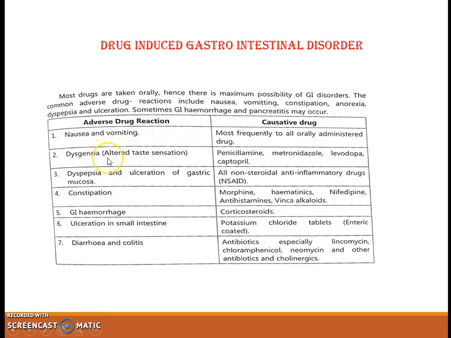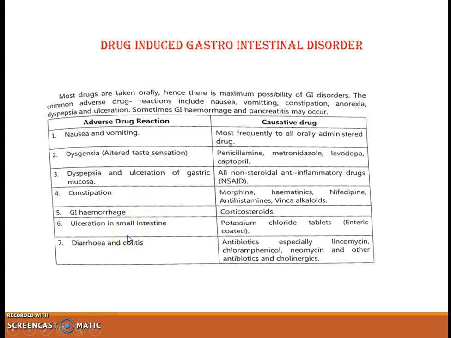Dysgeusia, that is altered taste sensation, is due to penicillamine, metronidazole, levodopa, captopril. Dyspepsia and ulceration of gastric mucosa occur generally due to non-steroidal anti-inflammatory drugs. Constipation is due to morphine, hematinics, nifedipine, antihistaminics, etc. GI hemorrhage generally occurs due to corticosteroids.